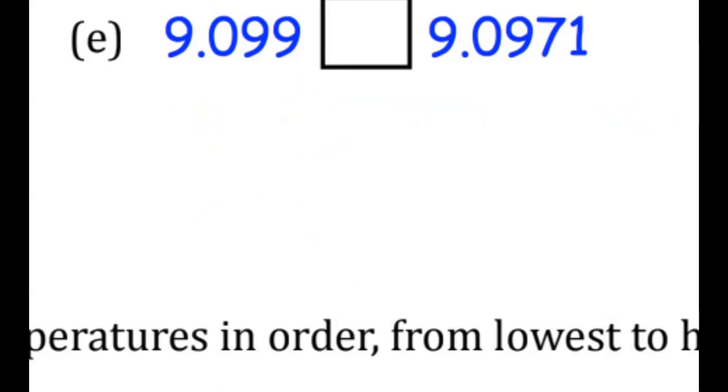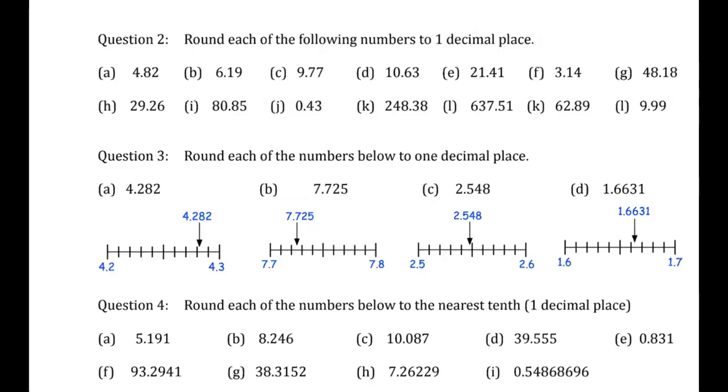Let me just pause this. So look at the first one now. You can see clearly here that if I have to round this one, this one is going to be 4.8. You got that? This one is 0.2. 9.8. 10.6. 21.4. 3.1. Then 40. So you can see that's one. Who else can go right?